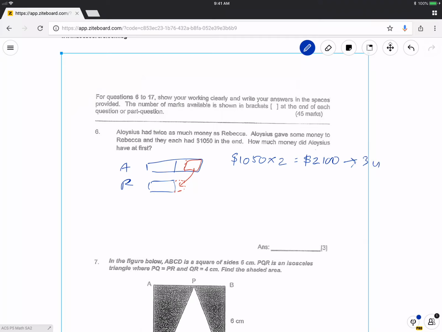3 units. Okay, why? Because originally there's like 1, 2, and 3 units. Right, that is the total sum of money. So 1 unit would be 700. How much did Aloysius have at first? Aloysius had 2 units, so it's 1,400. Very fast. Next.